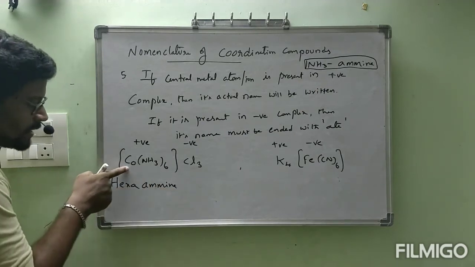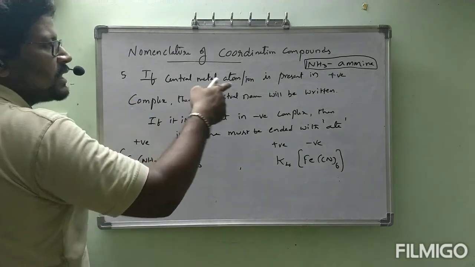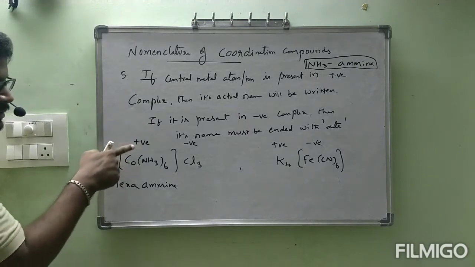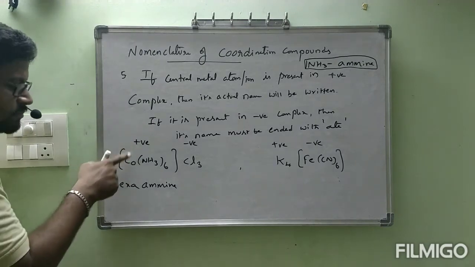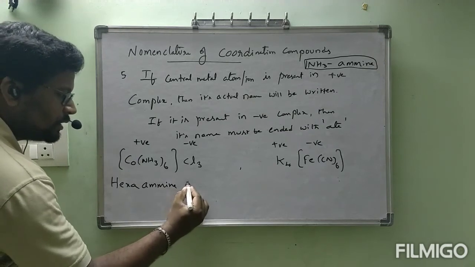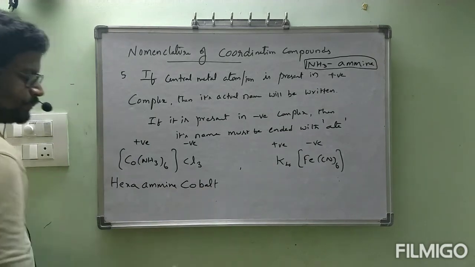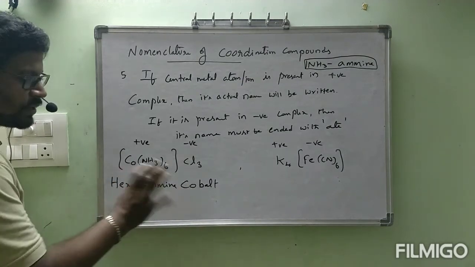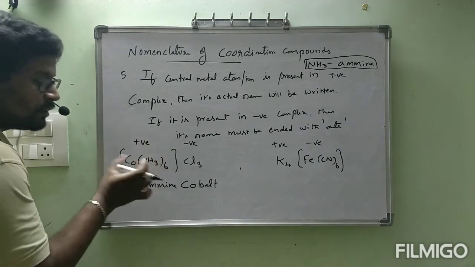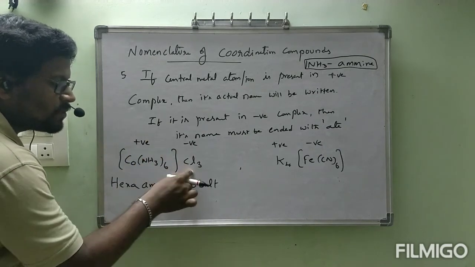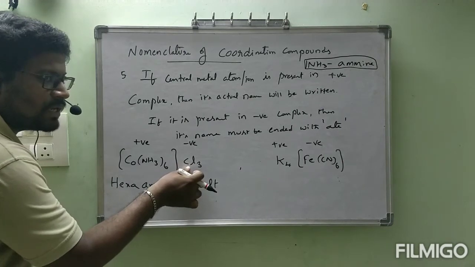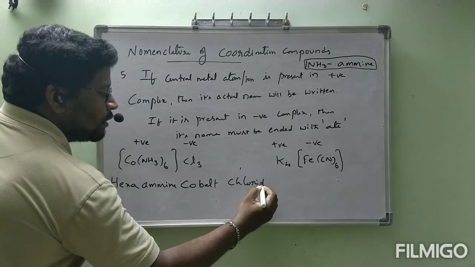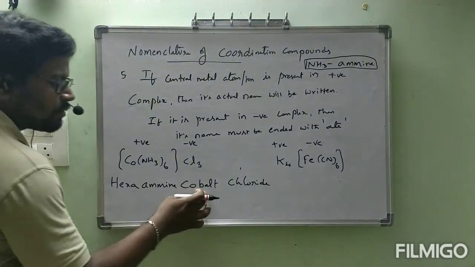Next, cobalt is present. Now see, if the central metal atom is present in a positive complex, and here it is present in the positive complex, then it gets the name cobalt only. Hexaammine cobalt. Its actual name is cobalt only, so I wrote cobalt. The positive part is completed. Cl is there, like sodium chloride. The counter ion is the negative part, so it is chloride. Hexaamminecobalt chloride.